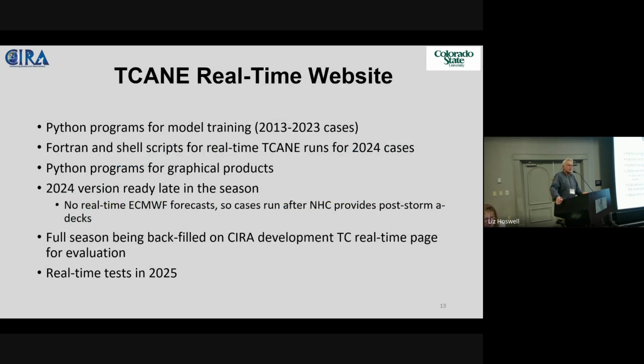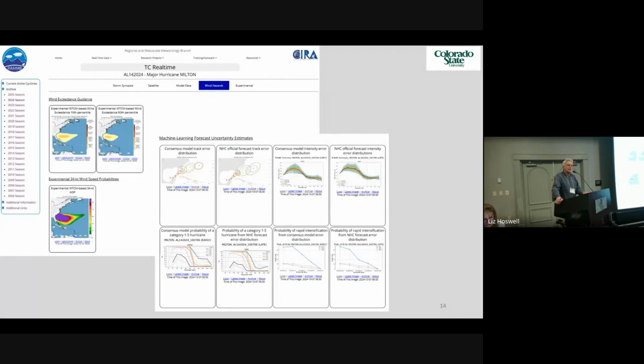The real-time website, basically we're running it in 2024 in near real time. Go ahead and move to the next one. There's a subset under wind hazards on TC real time that has all 8 of the products that I just showed: the track uncertainty and the 3 different intensity products. We started this pretty recently, but we're going to backfill the entire season so we can look at these in some detail, and these will be live in 2025.